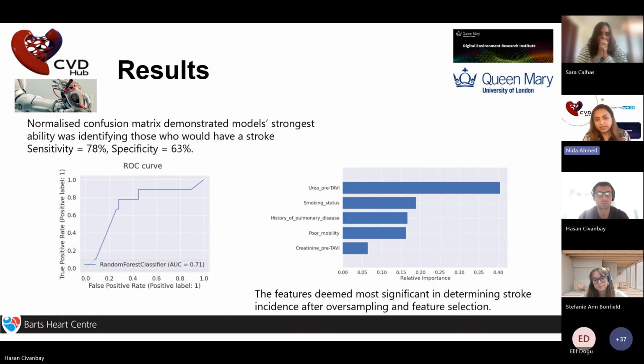We wanted to better understand why it was making those predictions. And so we looked at the feature importances, and what we see here is that the most significant was actually an indicator of renal disease. So that was the urea blood test reading prior to TAVI. And then we had some indicators of lung disease, something we've already heard of from our last talk. So thank you for that. And then, of course, poor mobility as well, just as a general indicator of the patient's frailty at the time. Next slide, please.